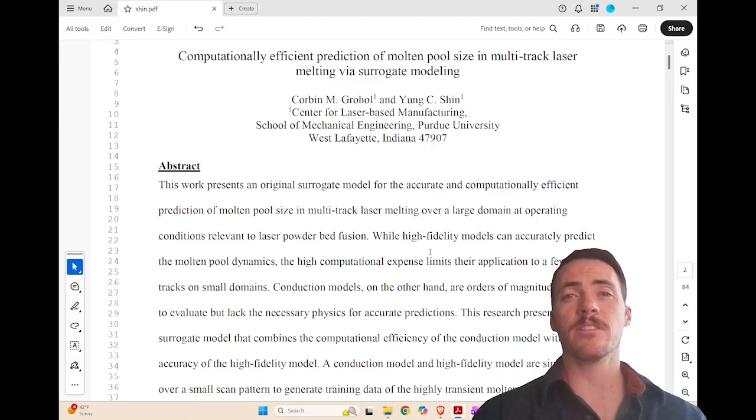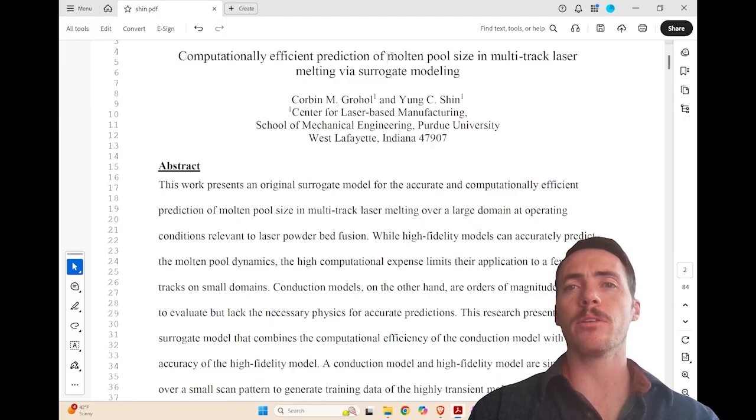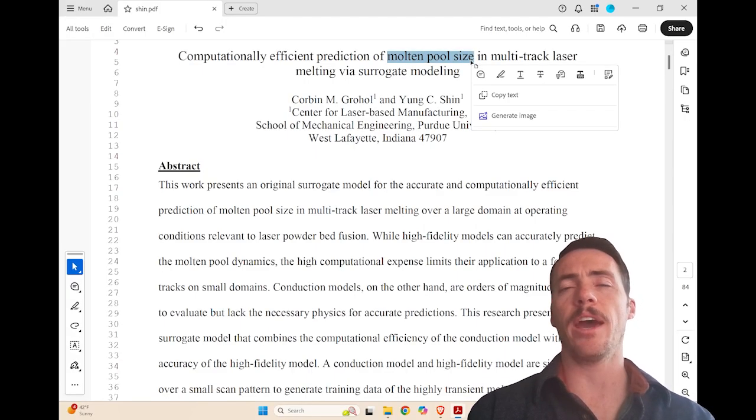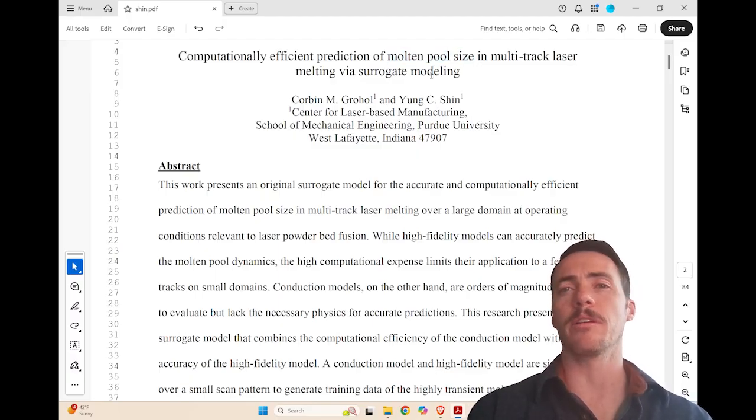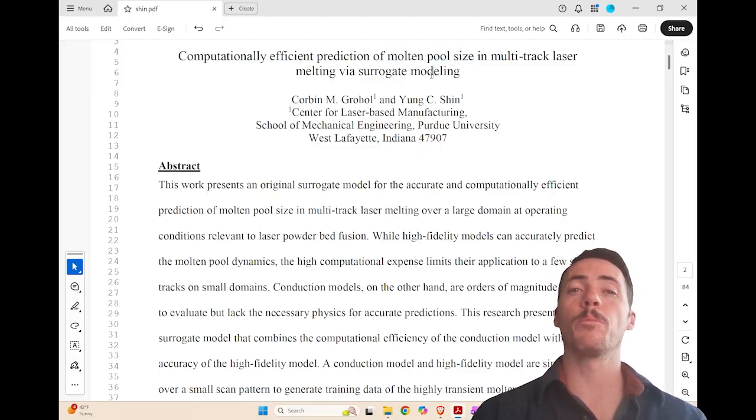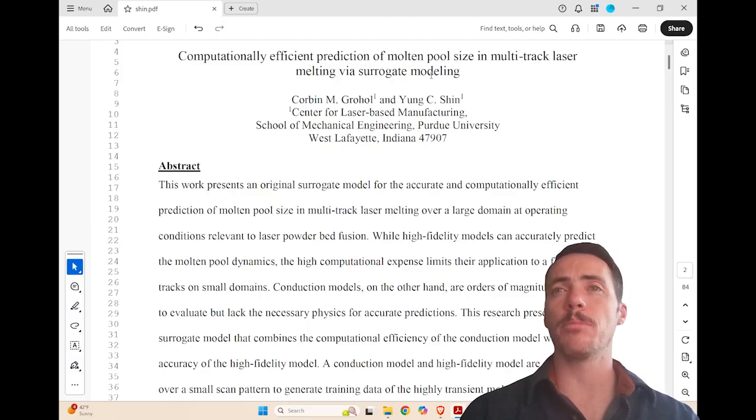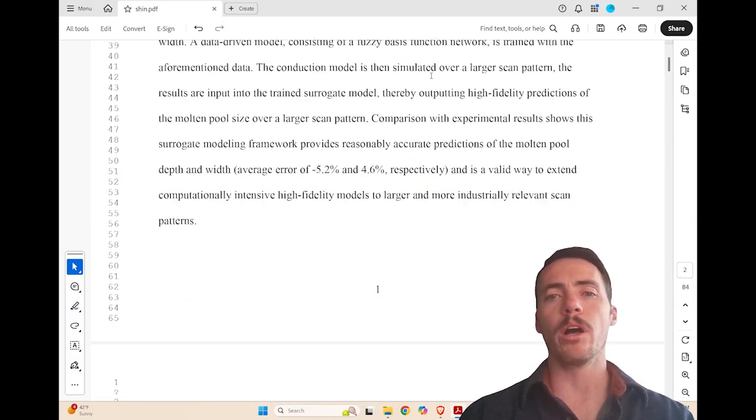In today's paper, we're going to talk about attempts to model melt pool size in additive manufacturing using surrogate modeling. This work comes to us from two authors, Corbin Grohol and Yung C. Shin at Purdue University. Now, this is a well-known problem.